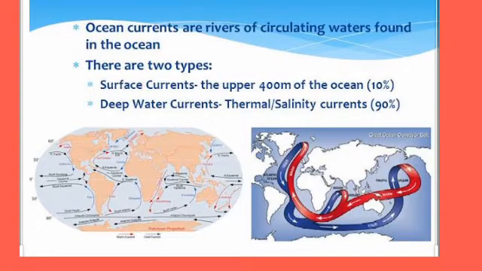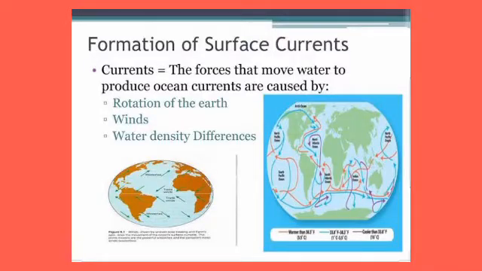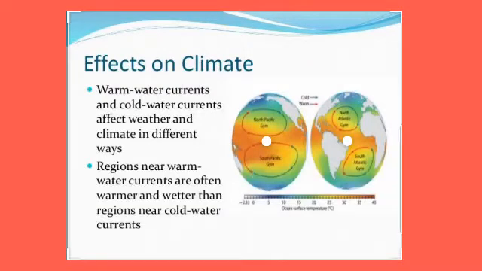Ocean currents are of two types, children: surface currents and deep water currents. Surface currents are formed due to the rotation of the earth, winds, water density differences. Warm water currents and cold water currents affect weather and climate in different ways, children. Regions near warm water currents are often warmer and wetter than the regions near cold water currents.